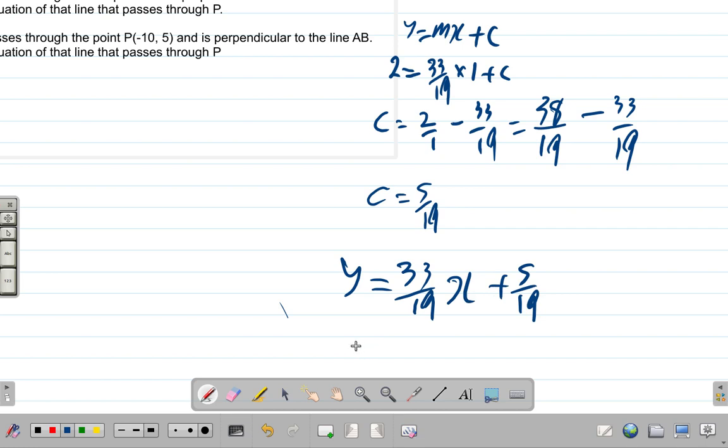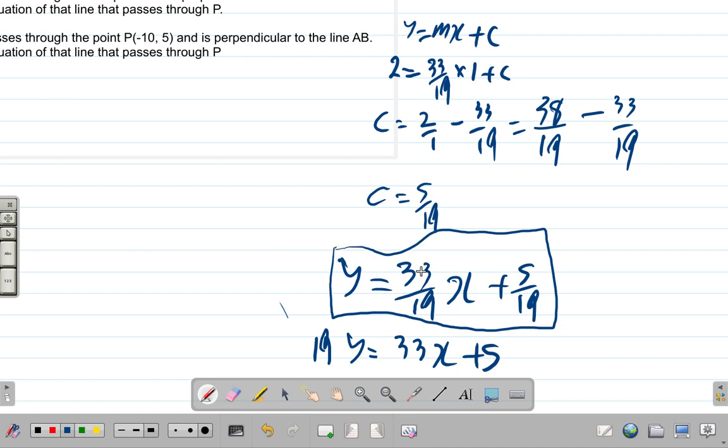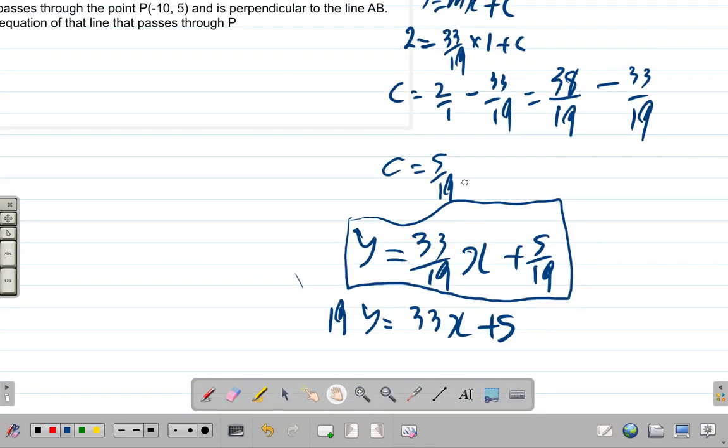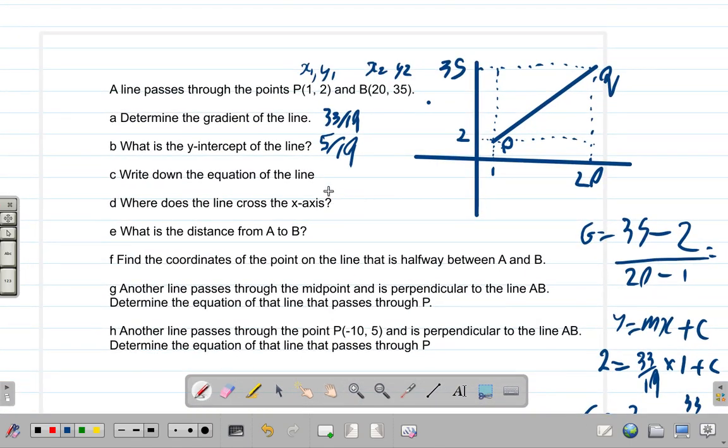Another way might be where you multiply everything by 19. So 19 would multiply y, so you'd have 19y is equal to 33x plus 5. That's another way of putting it, right? But this here is in the general form of the equation of a straight line, alright? So 33/19, 5/19. So y equals 33/19 x plus 5/19.